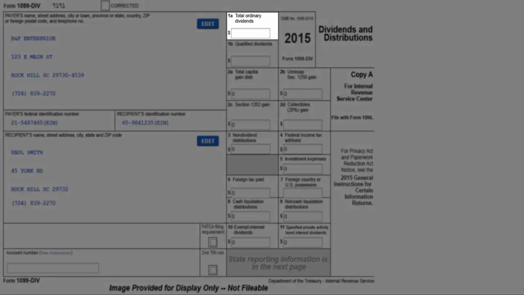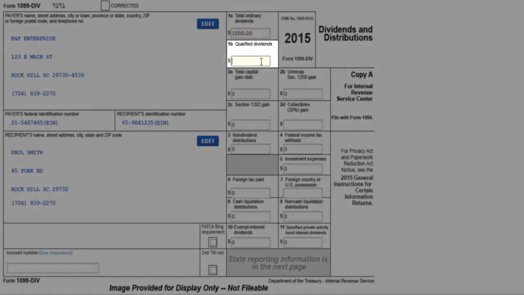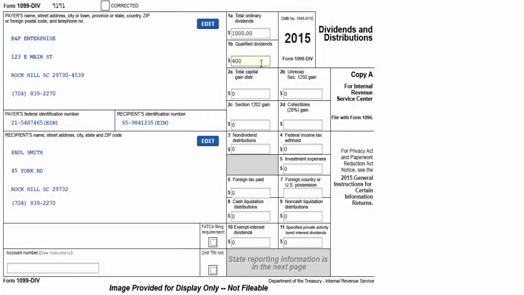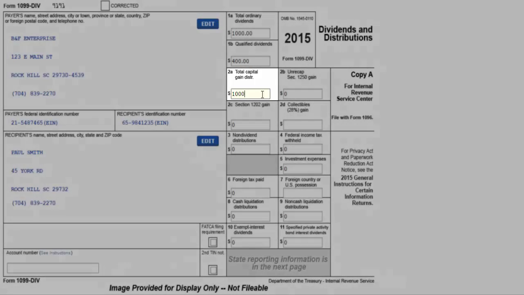For box 1A, enter dividends including dividends from money market funds, net short-term capital gains from mutual funds, and other distributions on stock. Box 1B, enter the portion of the dividends in box 1A that qualify for the reduced capital gains rates. Box 2A, enter total capital gain distributions and include all amounts shown in boxes 2B, 2C, and 2D.